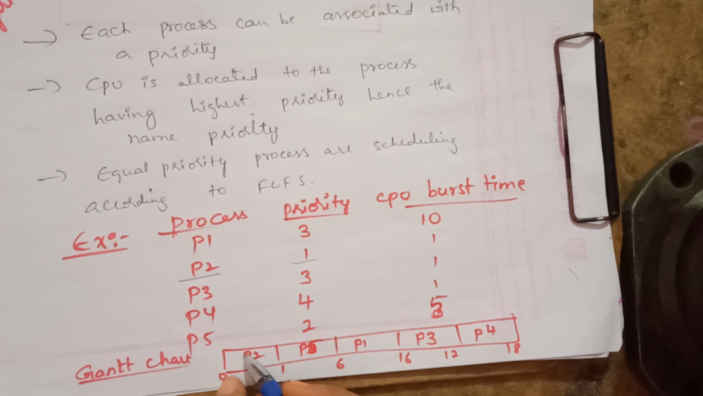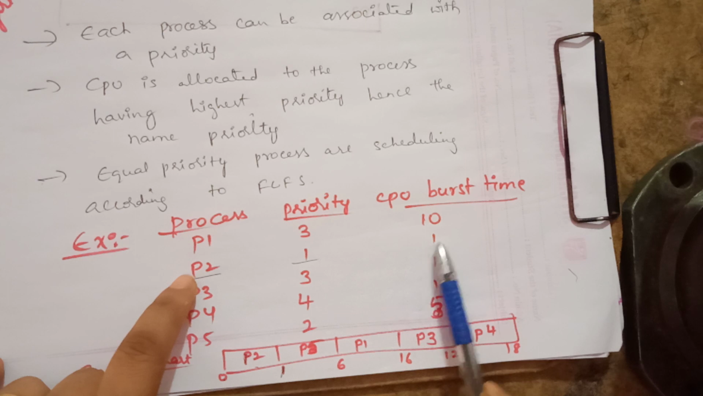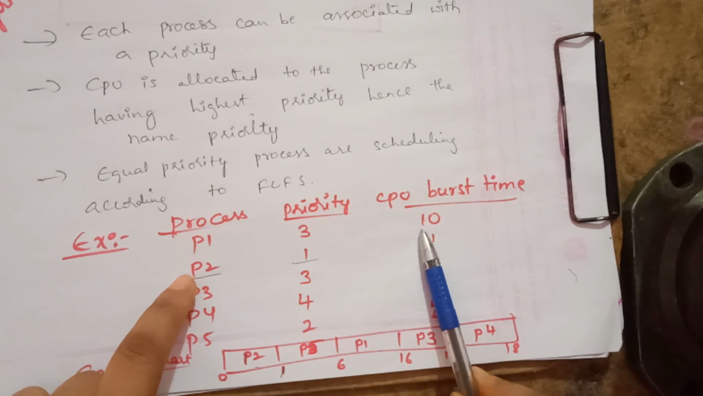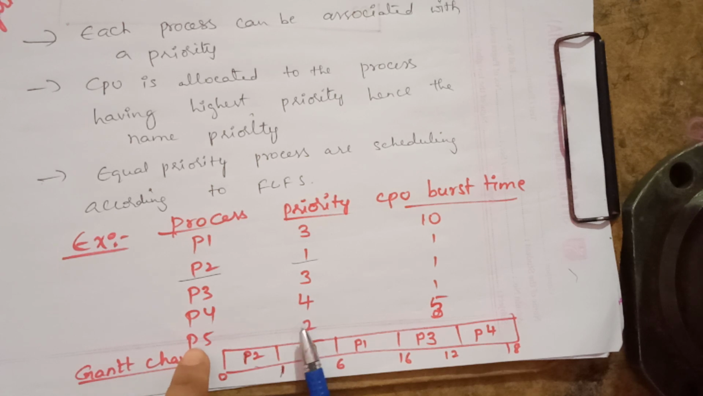Now the P2 process starts at time 0 and finishes at time 1. After completion of P2, whose CPU burst time is 1, the second priority is the P5 process, so we select P5. For P5 the burst time is 5, so from 1 to 6 we allocate the CPU to P5.